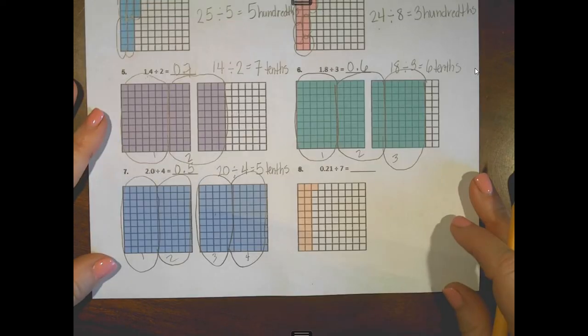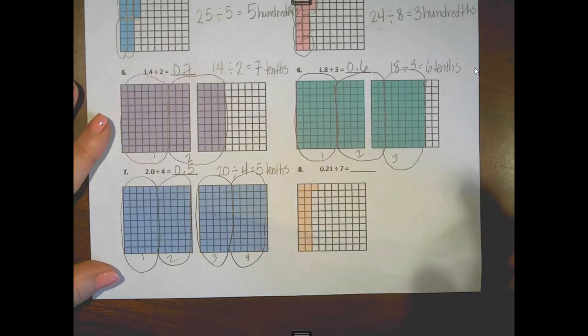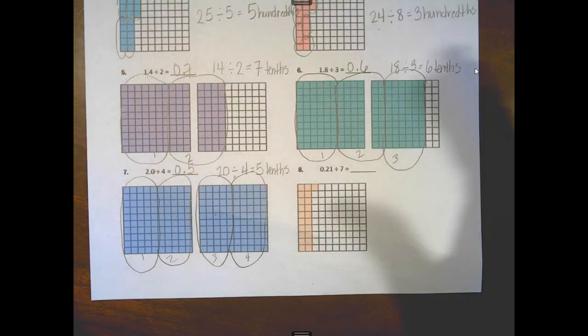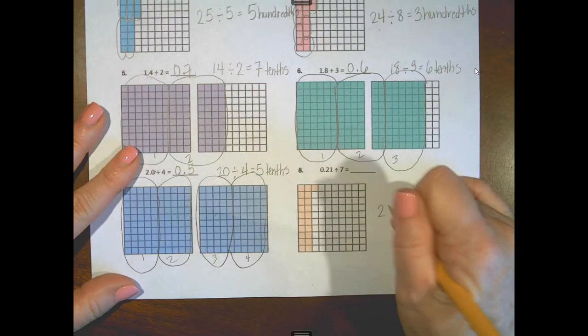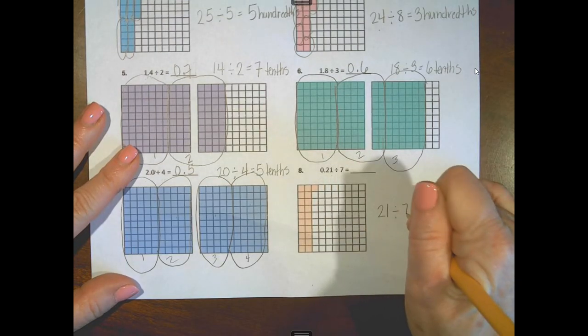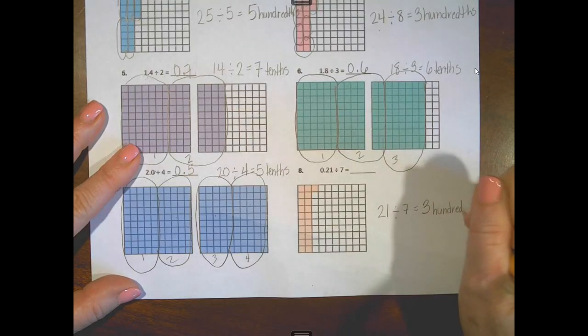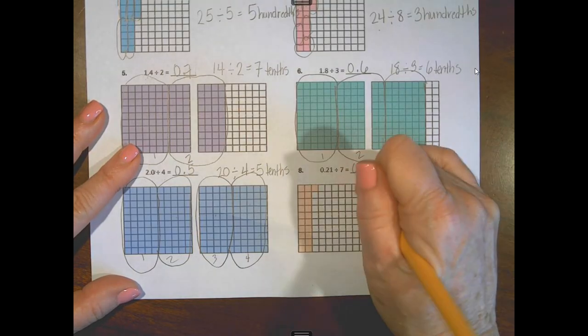And the last one takes us back to working with some hundredths. I have 21 hundredths represented here. I'm dividing it into 7 equal groups. So 21 hundredths divided by 7 should be 3 hundredths. Okay, let's check it out with our model.